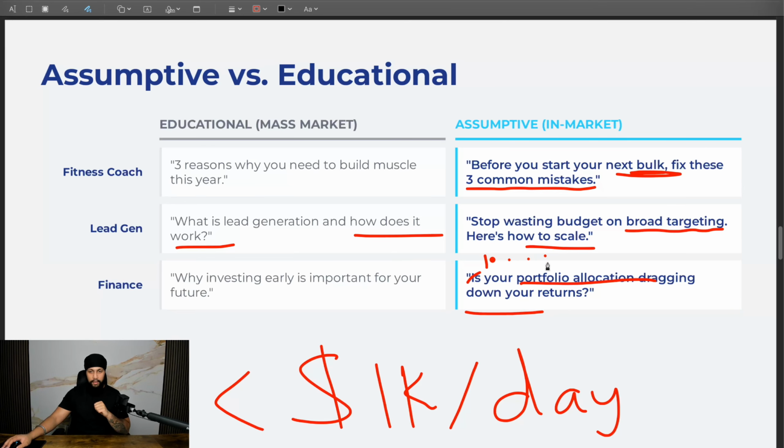You'd be talking about how your portfolio allocation is dragging down your returns. Okay, do you see the difference? One assumes the state that they're in. It assumes that they are already sophisticated, and you're assuming that they're already at the point where they're just about to almost buy from you. Very minimal education required from your part, meaning you'll have a faster sales conversion cycle.